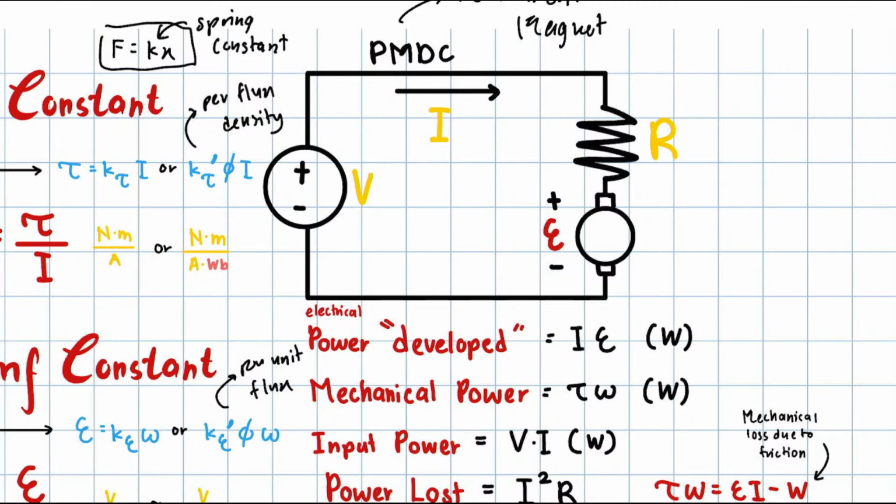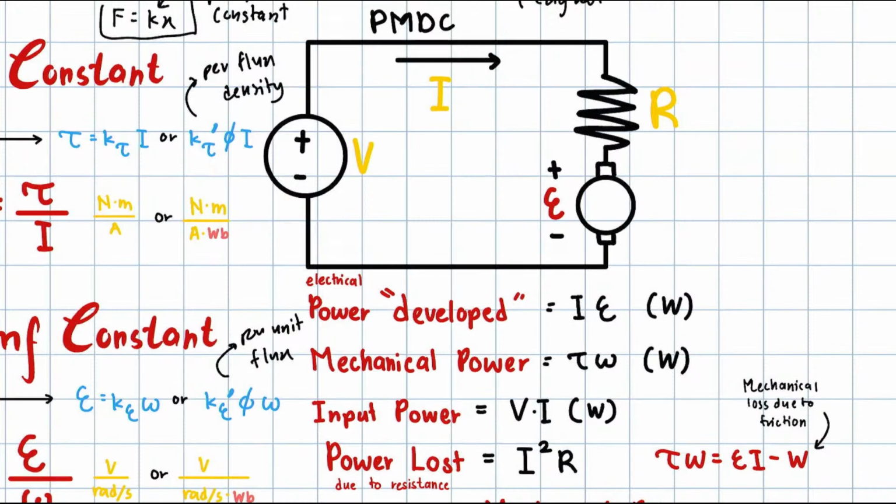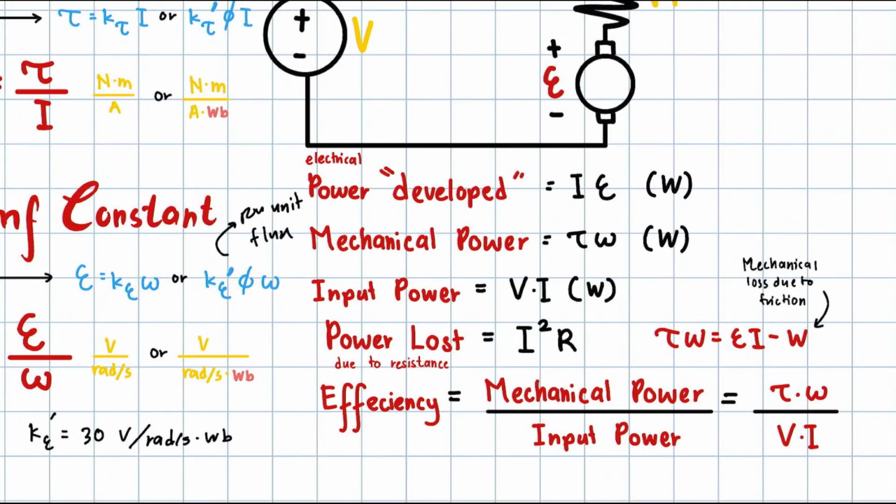So okay, there is a voltage source, there is a current flow, there is the resistance, and there is a back EMF. Why is there a back EMF? Because it generates electromagnetic forces, so it will give a back EMF. So okay, these are the equations that we use.